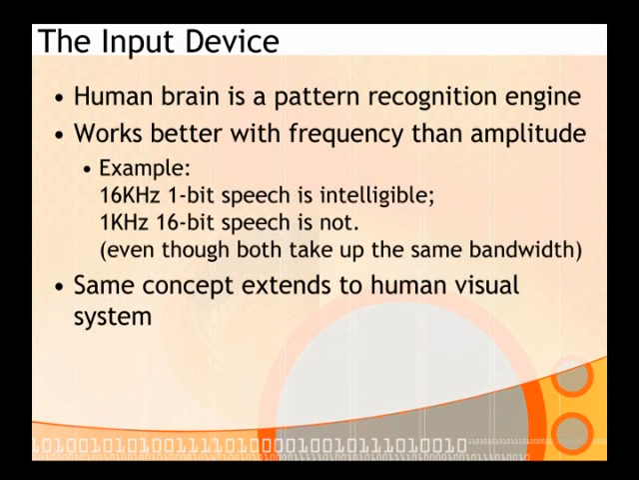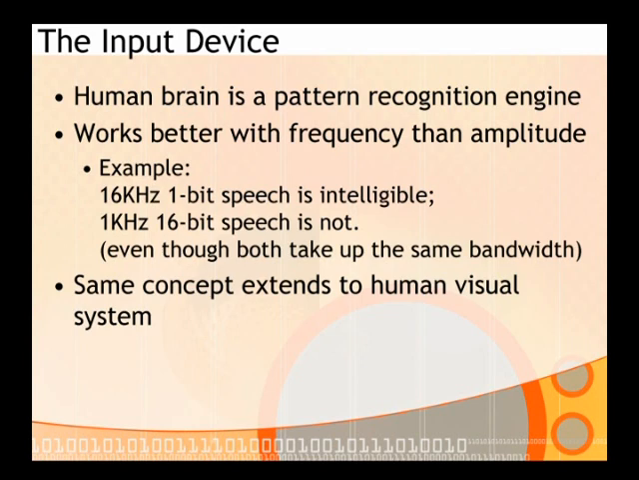So let's actually start with the input device. The human brain is a pattern recognition engine. In fact, it's the best in the world, at least until Skynet comes online. And as such, it works better with frequency than amplitude. What I mean by that is the human brain works best the more samples you feed it.